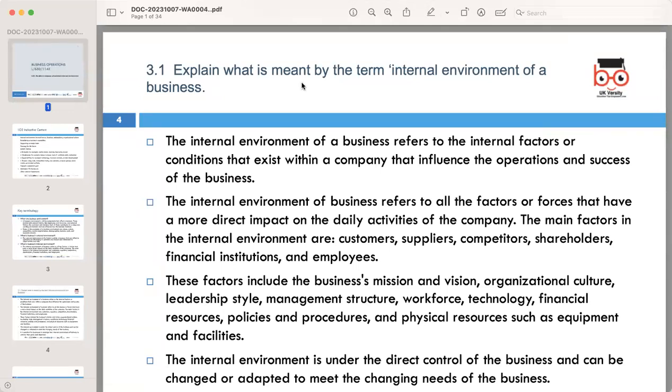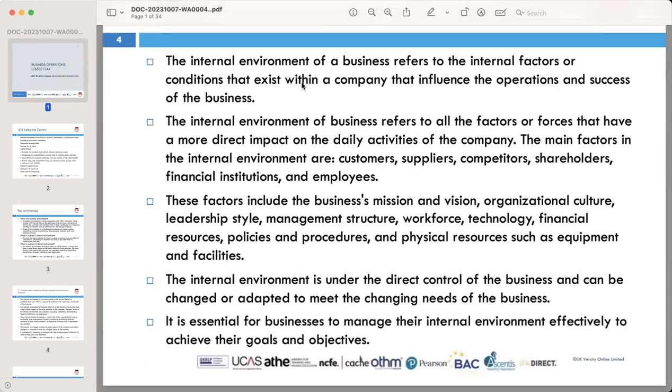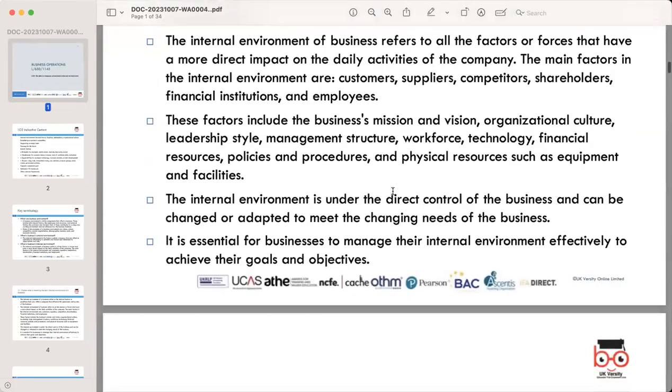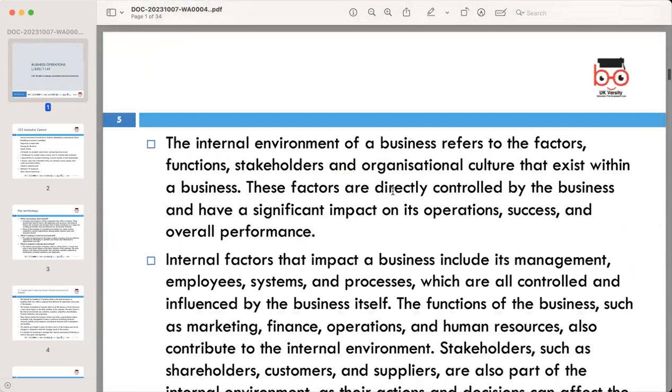So it is essential for a business to manage its internal environment effectively to achieve its goals and objectives. The internal environment includes factors, functions, stakeholders, and organizational culture within a business. These elements are directly controlled by the business and significantly impact its operations, success, and overall performance.